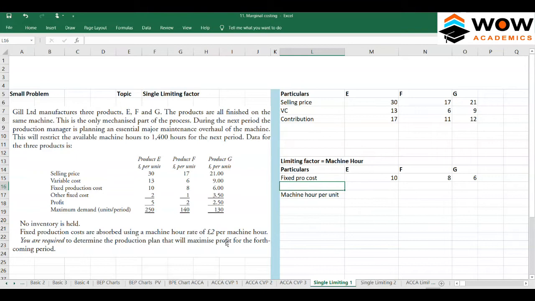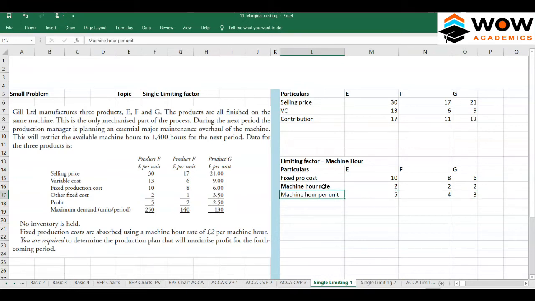So the machine hour rate is $2, and it's always 2. Now the company has paid $10 for using the machine, and for every hour they have to pay $2. So how many hours are they using the machine? They are using the machine for 5 hours. Here they have paid $8, which means they are using it for 4 hours. Here it is $6, which means they are paying for 3 hours. So this is the concept here.